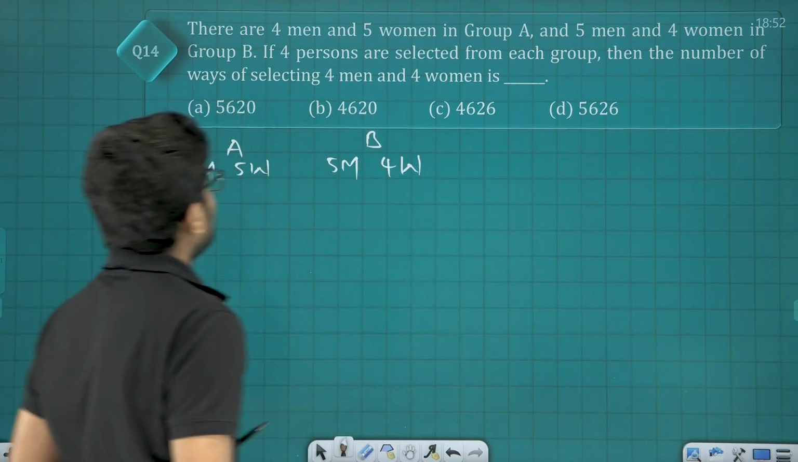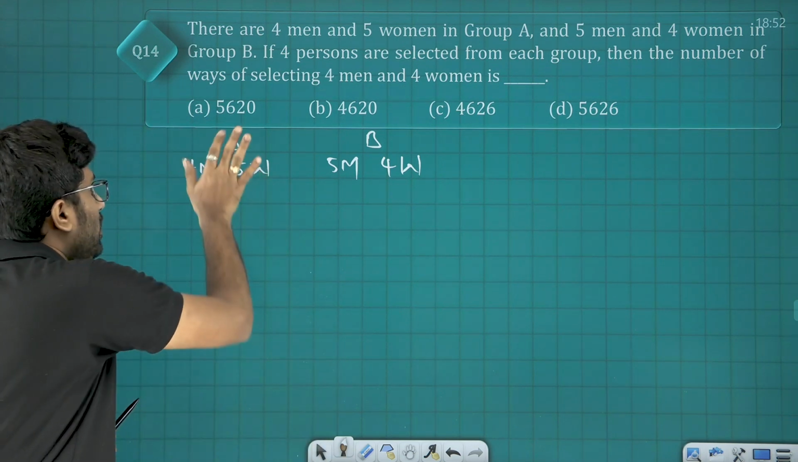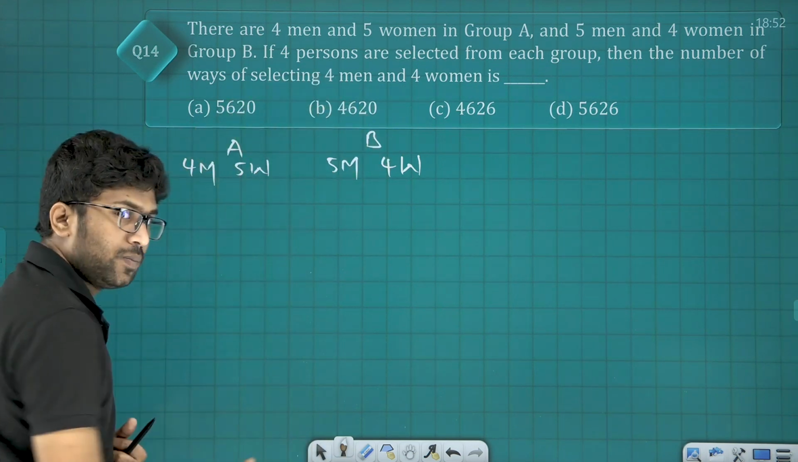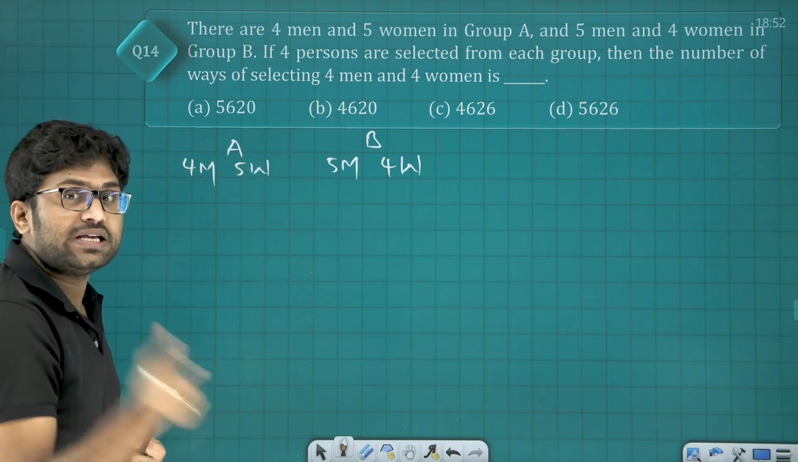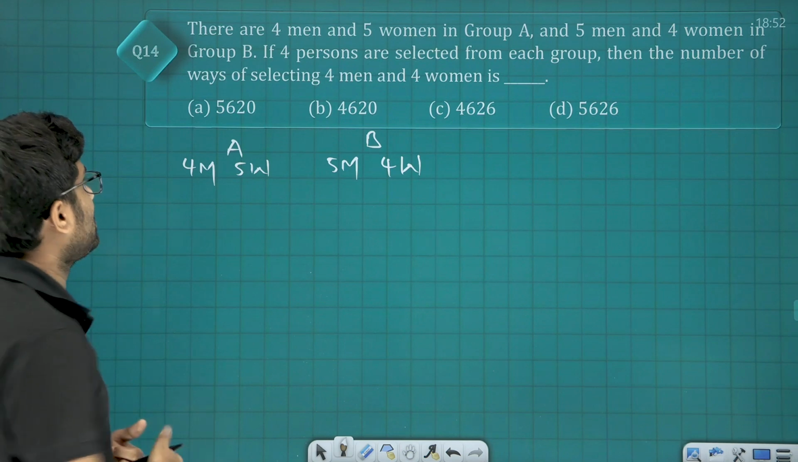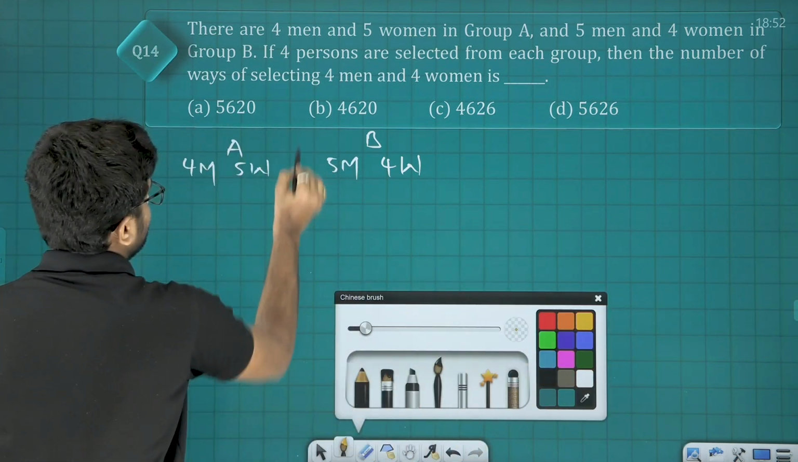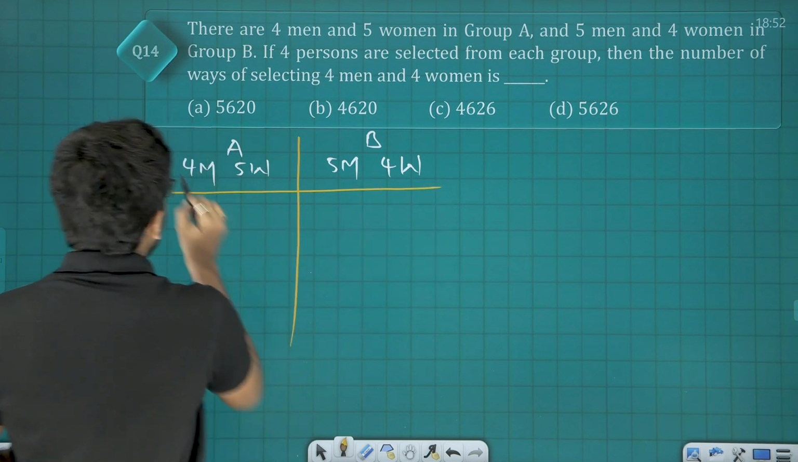number of ways of selecting 4 men and 4 women together. See friends, there should be 4 from this group and 4 from this group. So that means total 8, no? In that 8 there should be 4 men and 4 women. Number of ways this can be done. This is the question. Okay, let's see this.